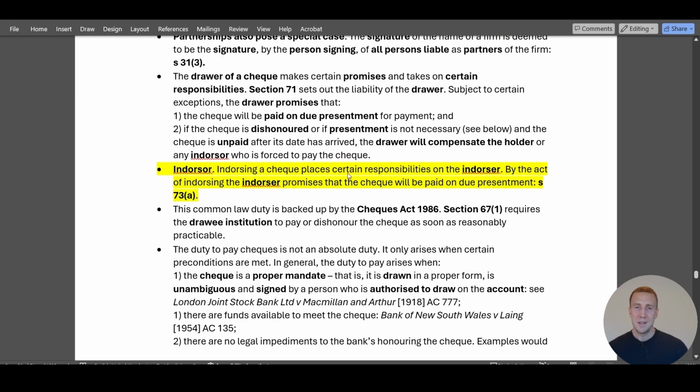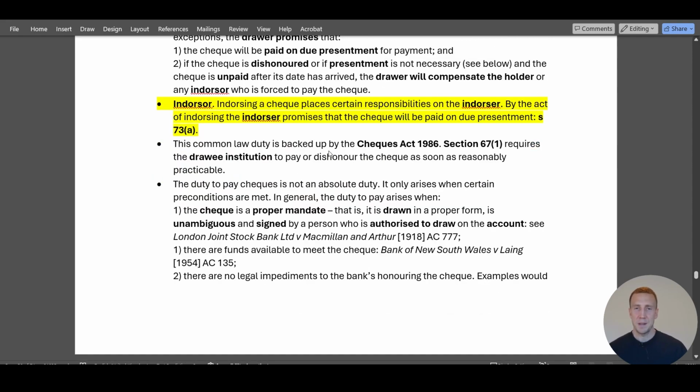Endorsing a cheque places certain responsibilities on the endorser. By the act of endorsing, the endorser promises that the cheque will be paid on due presentment. This common law duty is backed up with the Cheques Act, where that section requires the drawing institution to pay or dishonor the cheque as soon as reasonably practicable.